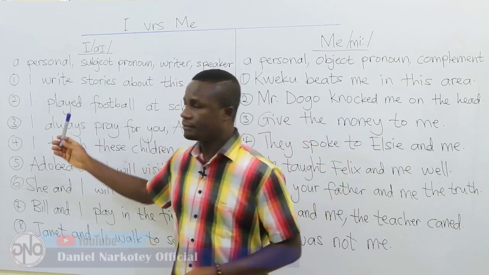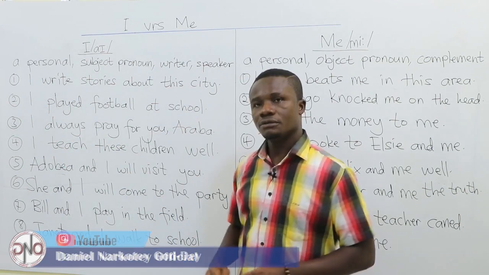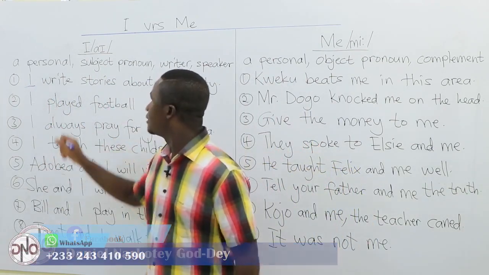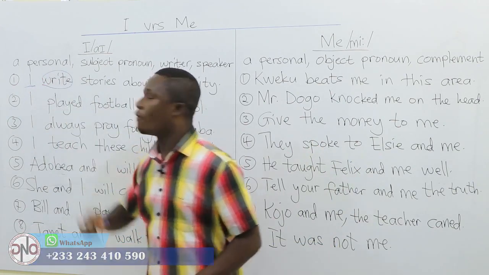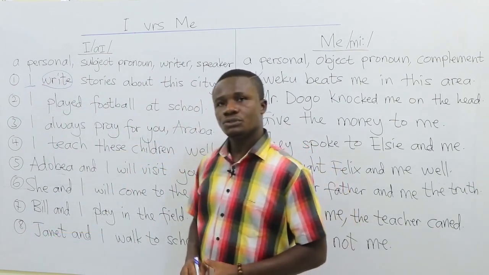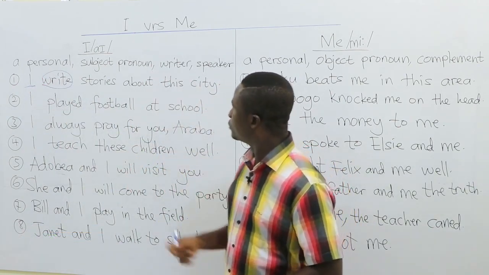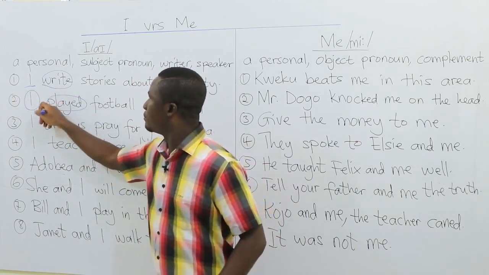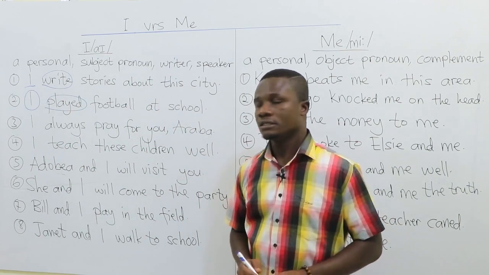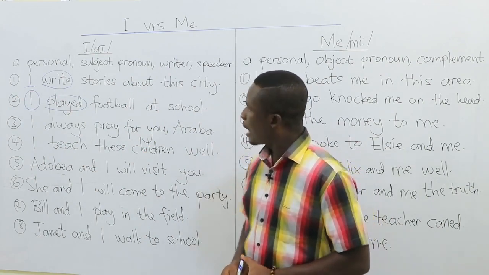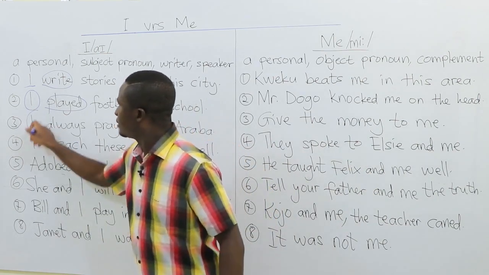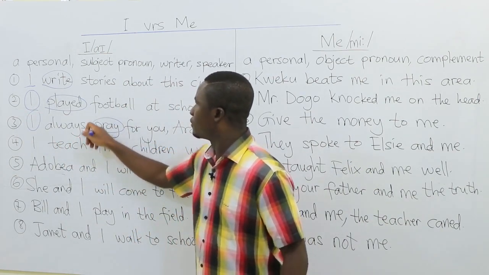So number one, I write stories about this city. So you see, I here is the subject and performs the action of what? Write. Two, I played football at school. So you have I here and then what? Performing the action of played. Okay. Three, I always pray for you, Araba. So you have I here performing the action of what? Pray.